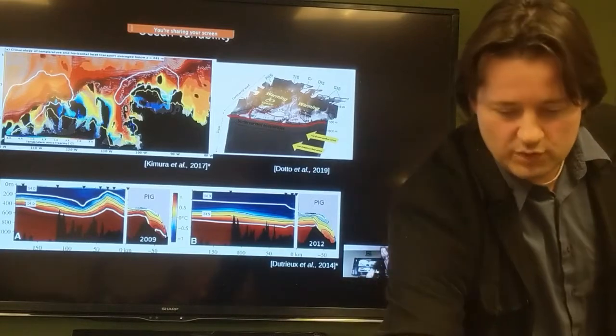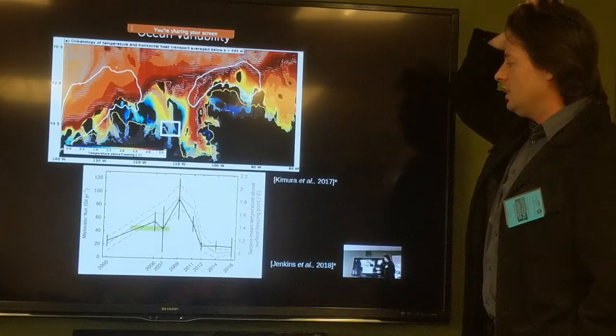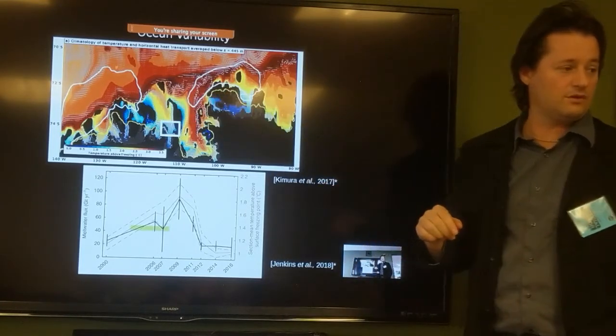Okay, so what drives this undercurrent? The strength of this undercurrent. It looks like it's actually the wind on top of it, the zonal wind on top of it.